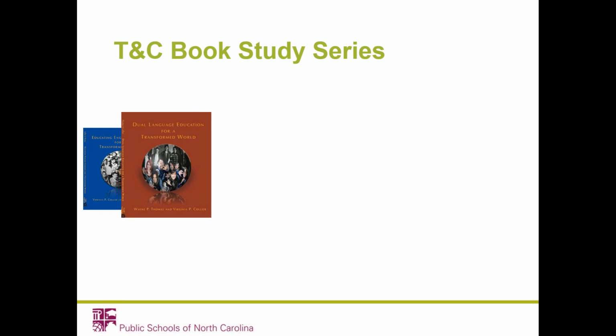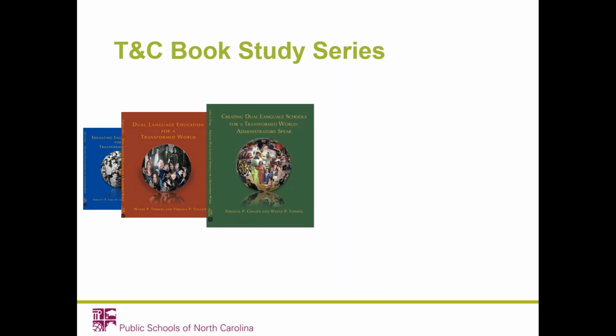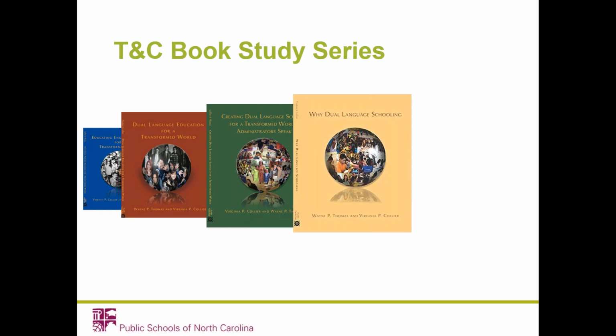After the red book comes the green book. The green book, Creating Dual Language Schools for a Transformed World, looking at administrators, is the third book in the series by Drs. Thomas and Collier. And some of our North Carolina educators are also featured in this green book. So we are starting with the blue book, moving to the red, to the green, and next, I bet some of you can yell out the colors at this point.